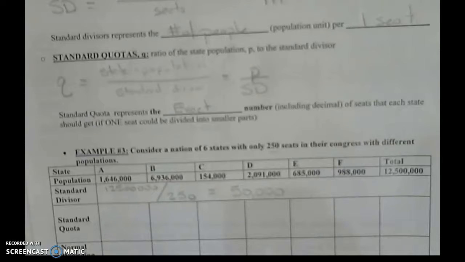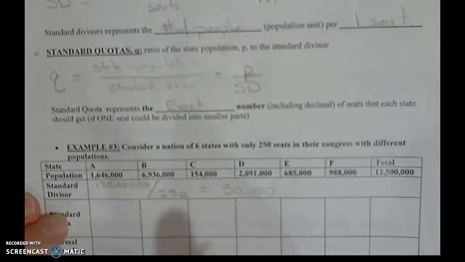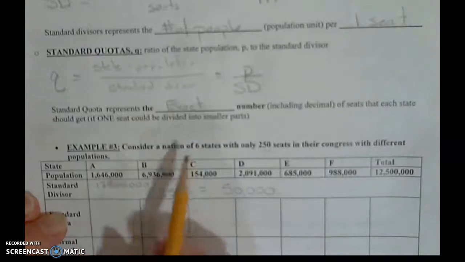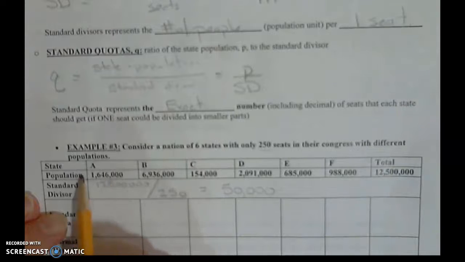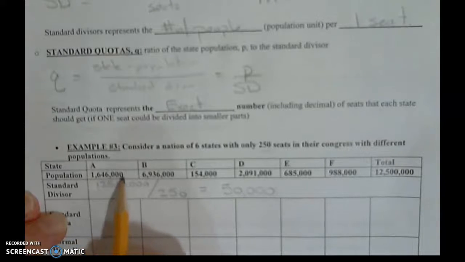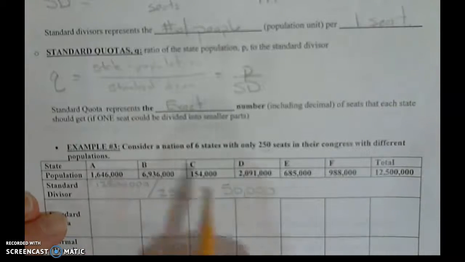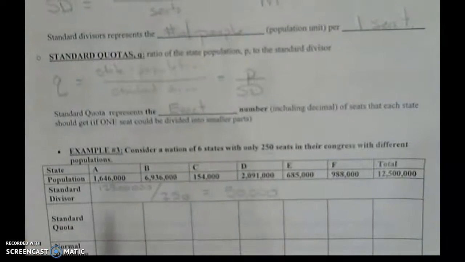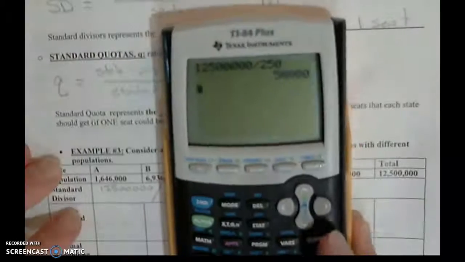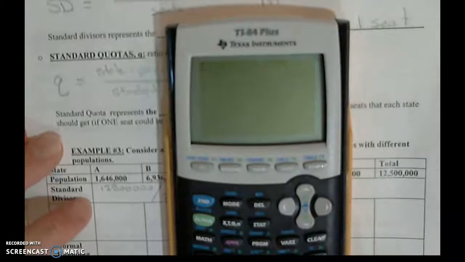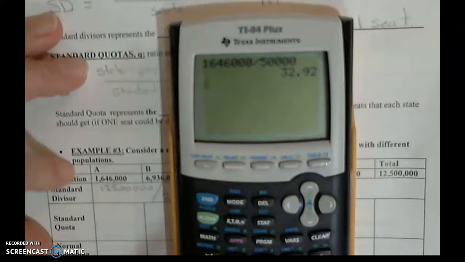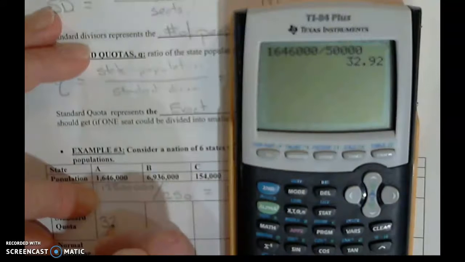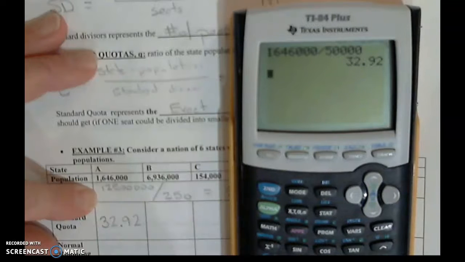And so what did we say the quota was? The quota was the state population, so in this case for A would be 1,646,000 divided by our standard divisor. And so if we do 1,646,000 divided by 50,000, I'm going to get that my standard quota is 32.92. Okay.